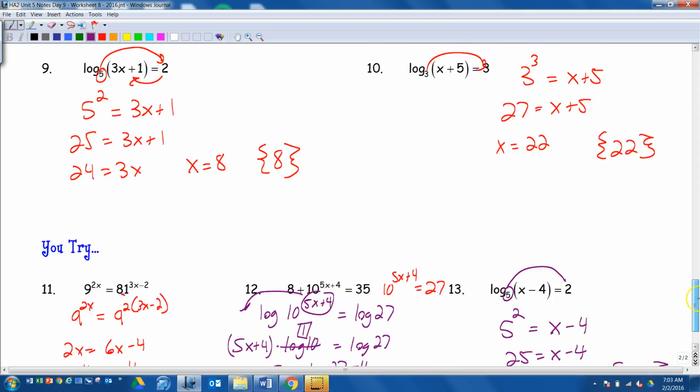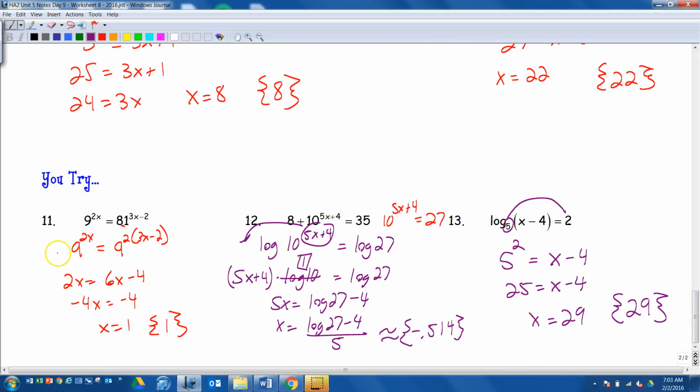Okay, so that is the different ways you can solve. We're going to do more difficult ones tomorrow.